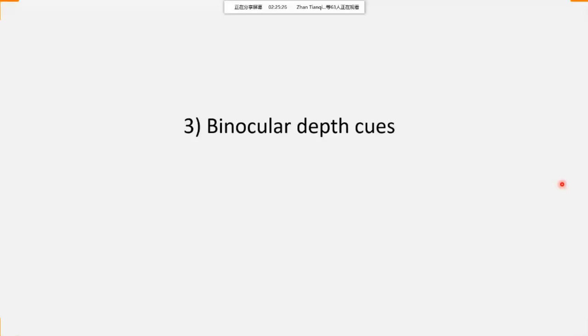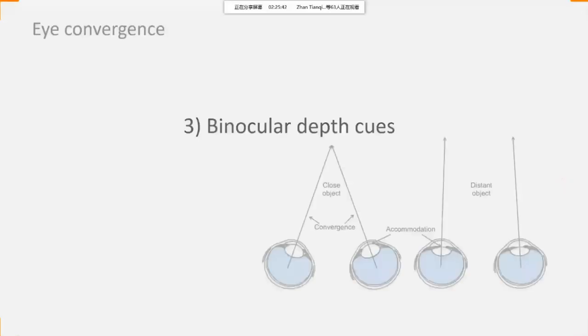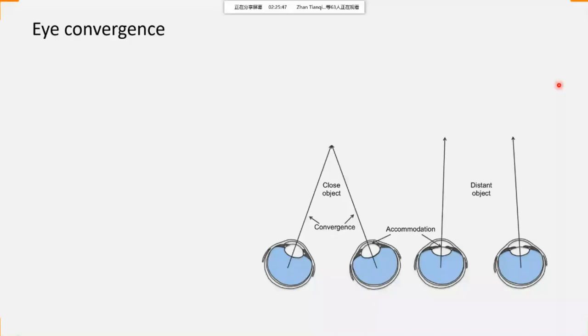And the last group, there are two. This is about the binocular depth cues. And they only work with both eyes. So you need two eyes to see them. Now, this is the eye convergence first. And of course, you need two eyes so they can converge. If you have just one eye, it's no need to converge, and therefore it doesn't work with one eye.